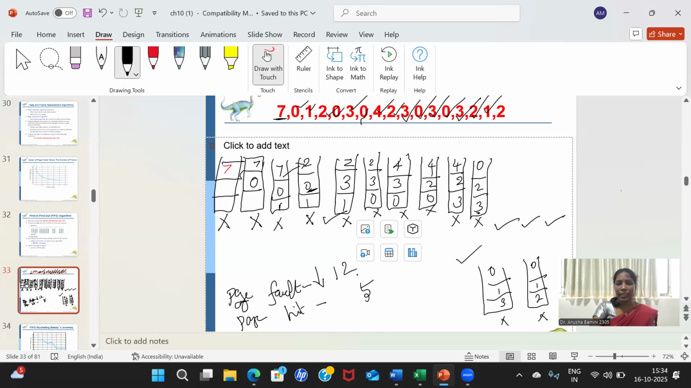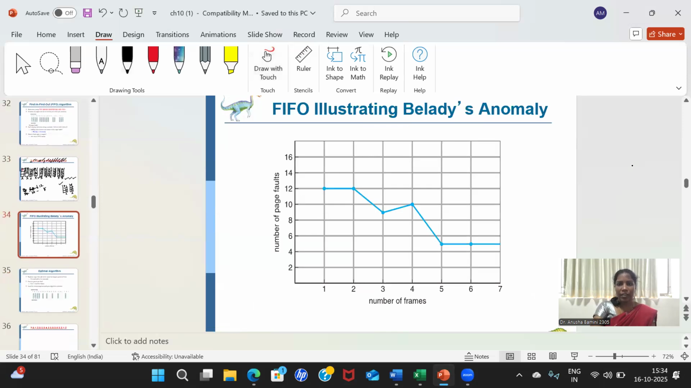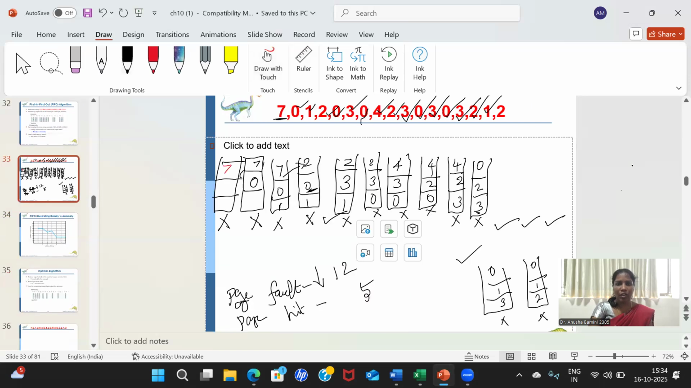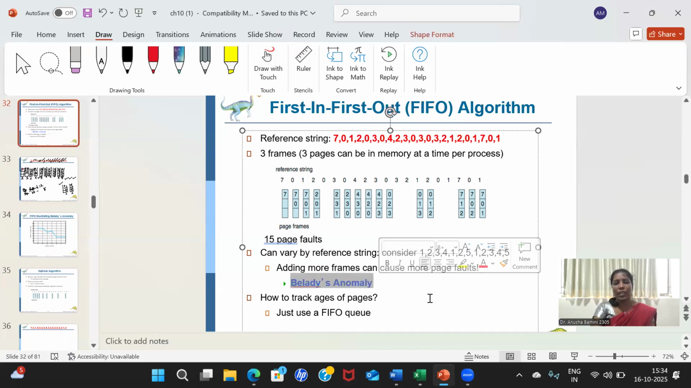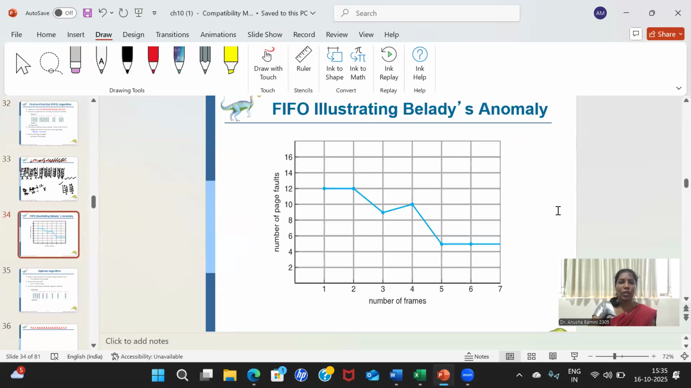So if we are increasing the number of page faults, that is wrong. Okay, not wrong. The operating system efficiency or operating system usage will increase. So that is called adding more frames can cause more page faults. This concept is called Belady's anomaly. We need to reduce this adding of more frames. That is one concept of the FIFO algorithm.